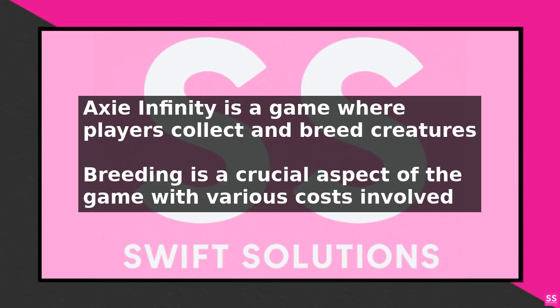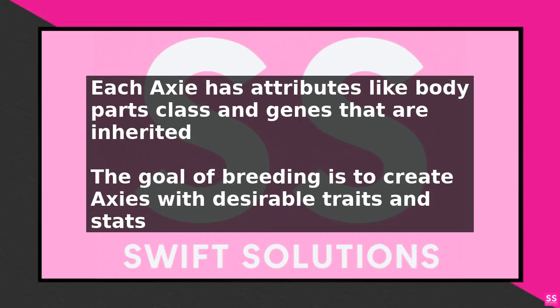To start, it is essential to understand the basics of Axie breeding. Each Axie has a set of attributes, including its body parts, class, and genes. When breeding two Axies, their offspring will inherit a combination of these attributes. The goal of breeding is to create Axies with desirable traits, such as high stats or rare body parts.